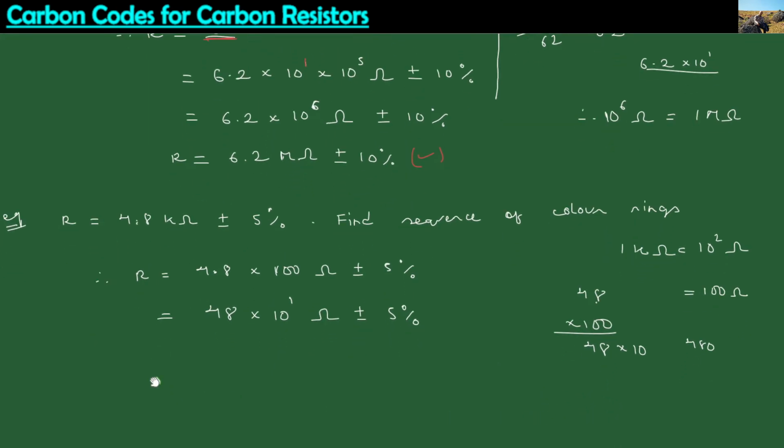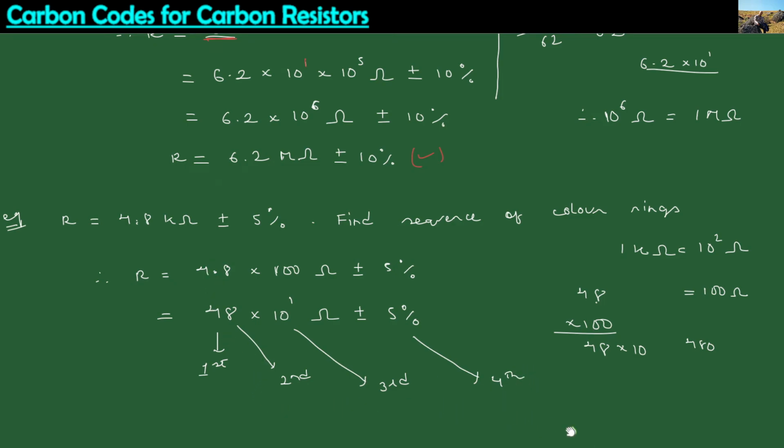So from here it is very clear that you have to identify what this will be. This will be your first color. That means this value of 4 will give you the first colored ring. 8 will give you the second color ring. 10 to the power 1 will give you the third color ring, and plus minus 5% will give you the fourth colored ring.